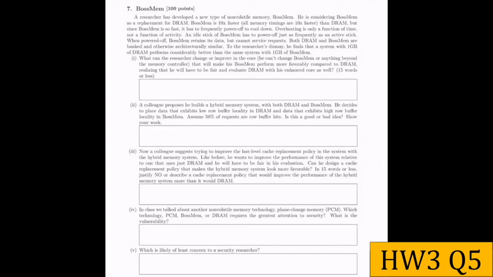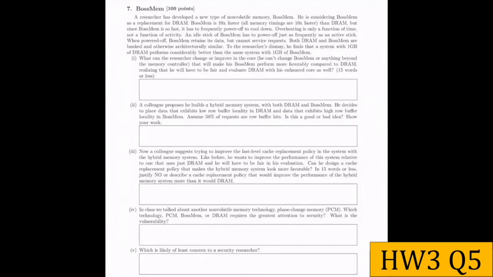Both DRAM and BossMem are banked and otherwise architecturally similar. To the researcher's dismay, he finds that a system with 1 GB of DRAM performs considerably better than the same system with 1 GB of BossMem. And the first question is, what can the researcher change or improve in the core? He can't change BossMem or anything beyond the memory controller. That will make his BossMem perform more favorably compared to DRAM.